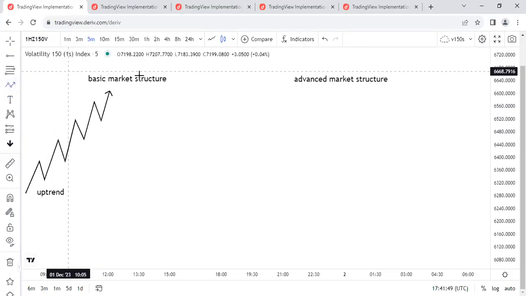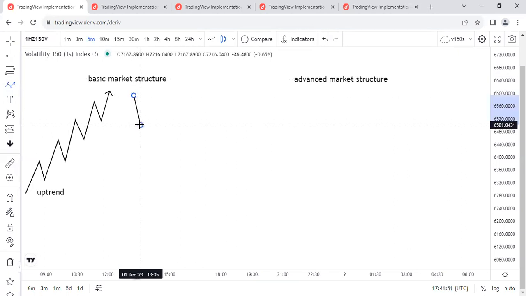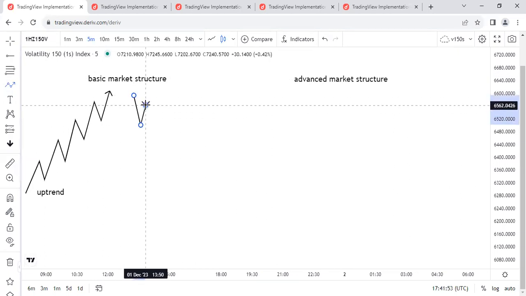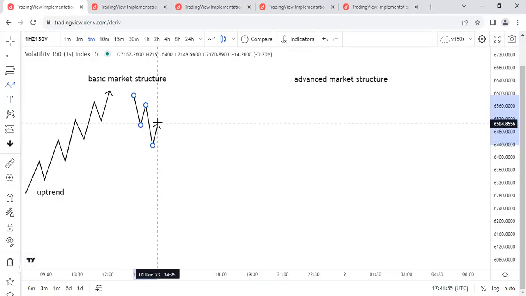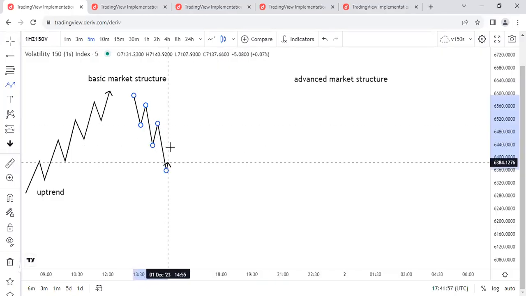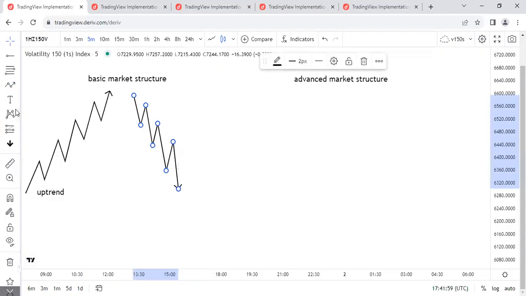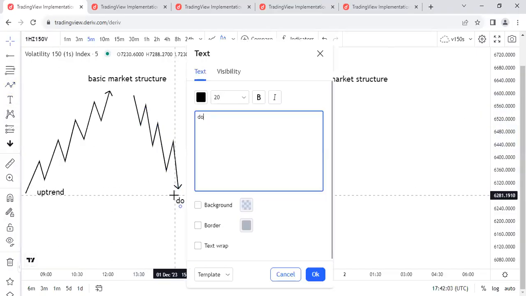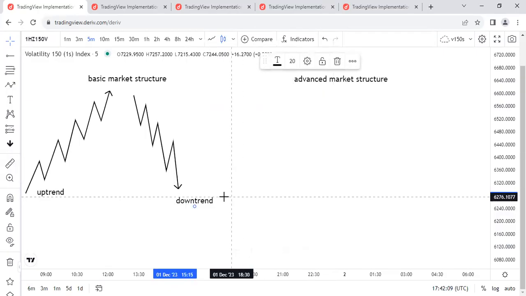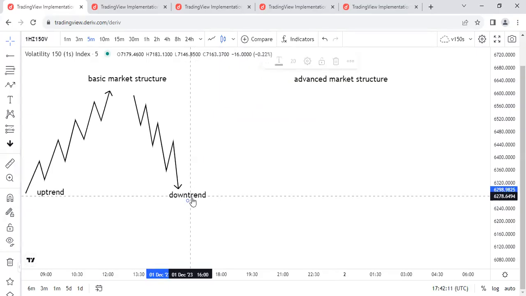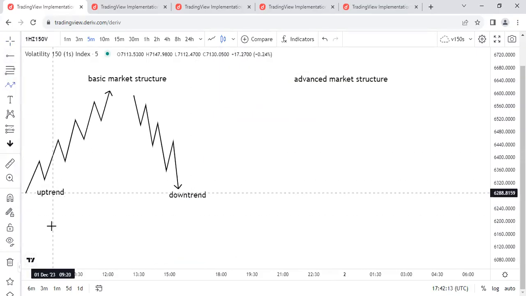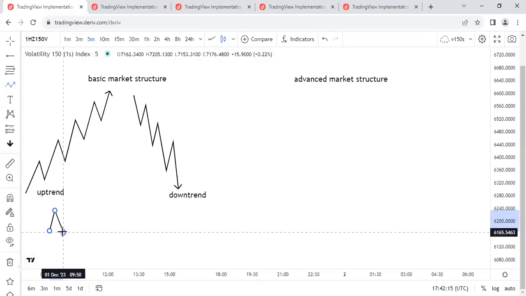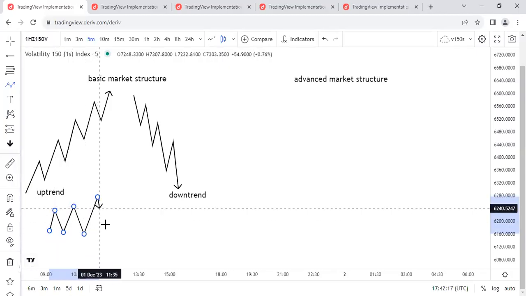Then we also have what we call the downtrend, which is lower highs, lower lows, lower highs, lower lows, and so on and so forth. Please take notes, very important. I'm not rushing the process. I'm taking it as slow as possible so you all can catch up and understand. This is what we call the downtrend. And we also have what we call a ranging market.